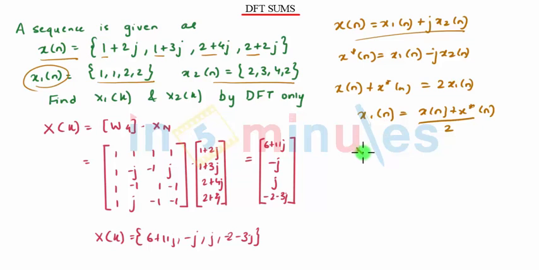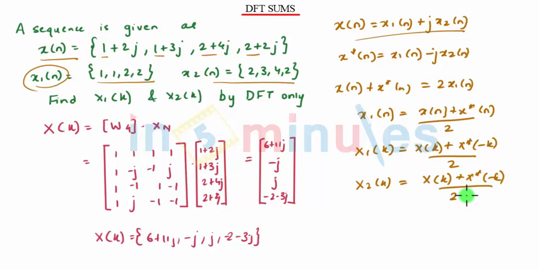So it can be written as x1 of k is equal to x of k plus x star of minus k upon 2. And similarly, x2 of k is equal to x of k minus x star of minus k upon 2 into j. This term is different as we have an imaginary term. So at the start, first we'll do the x1 of k part. That would be x1 of k is equal to x of k plus x star of minus k upon 2.